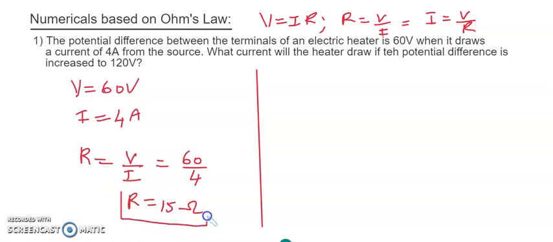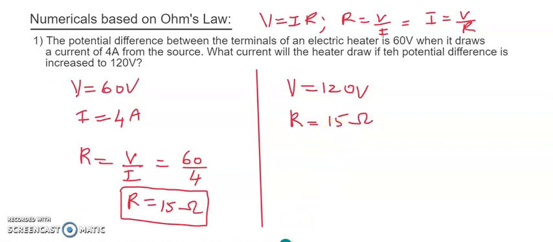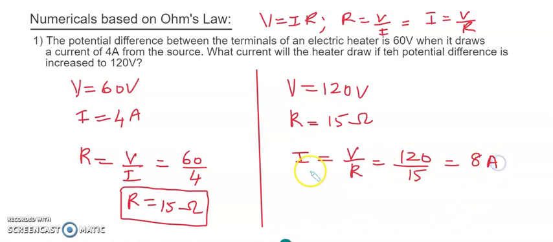Now in the second case, they are just changing the voltage from 60 to 120. What stays the same is the resistance, because we have to find the current and nothing about the resistance is mentioned. That is why we found the resistance in the first case. The change in voltage has been mentioned here, but we need to find the current. So current equals V by R, which is 120 by 15, which is 8. So 8 ampere current is drawn through the electric heater when the voltage is 120.